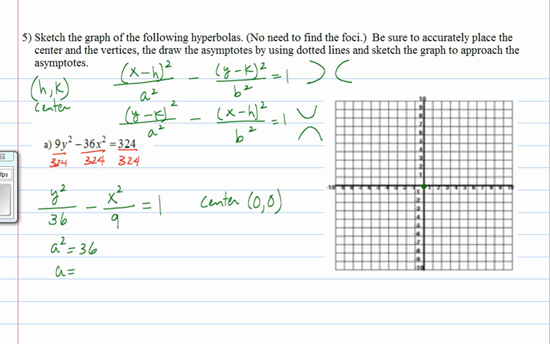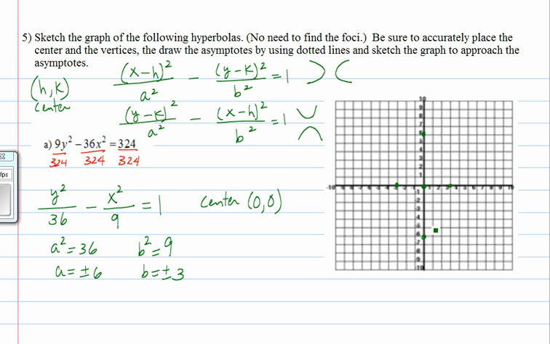Now, a squared is 36, so a is plus or minus 6. It's under the y, so that tells us how many to go up and down in the direction of the y. So you go up 6 from the center and down 6 from the center. You do the same thing for the number that's under the x. So b is plus or minus 3. So you go 3 away in the left and right direction from the center.